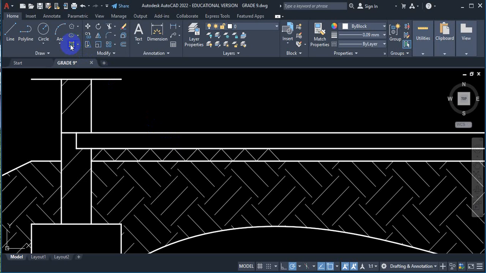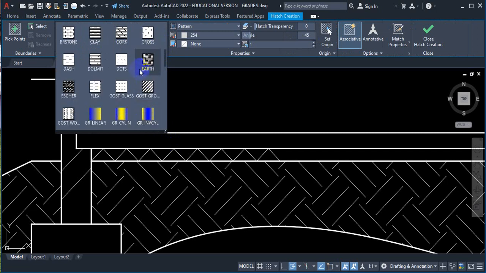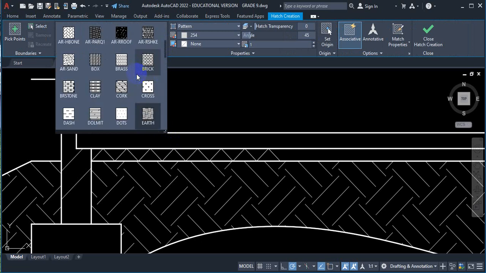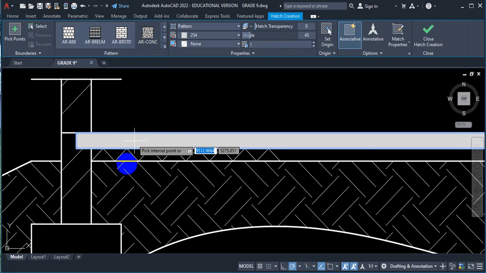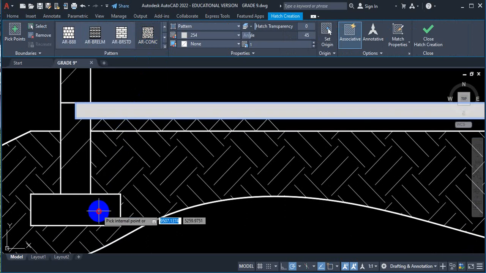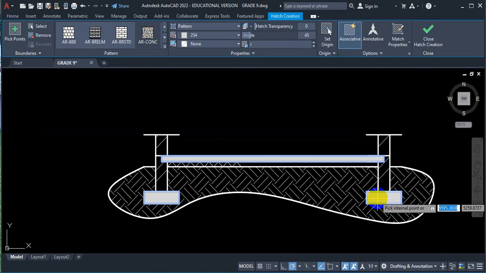And your foundation floor slab is hatched with concrete. So the concrete that we need is that one. Then we hatch this, we hatch that, and we hatch here. So these are the three things that you need to hatch. Of course, yours is done in pencil. It will differ from what I am doing right now.